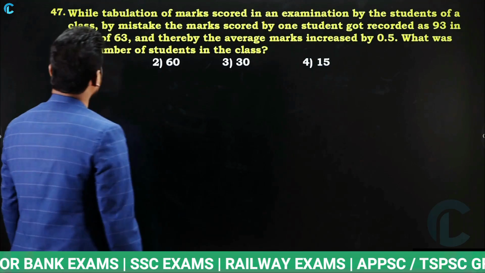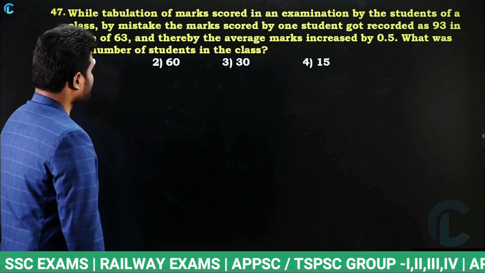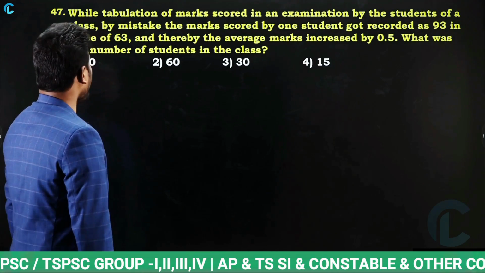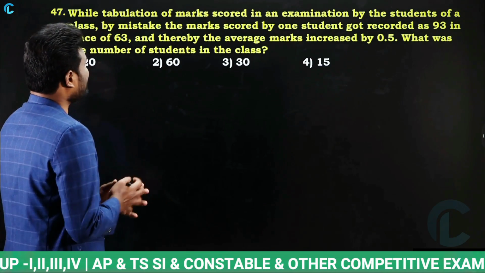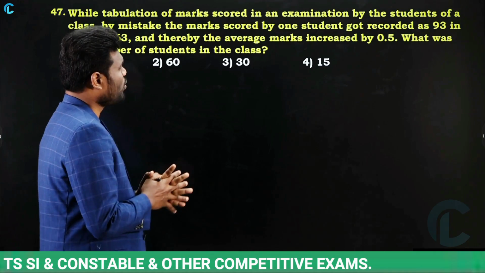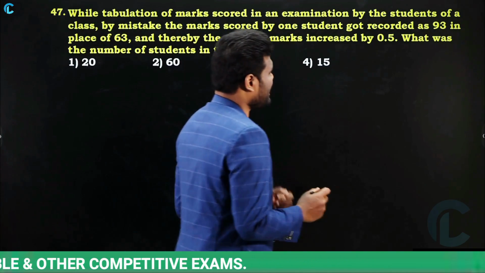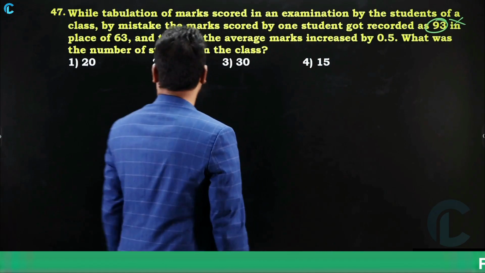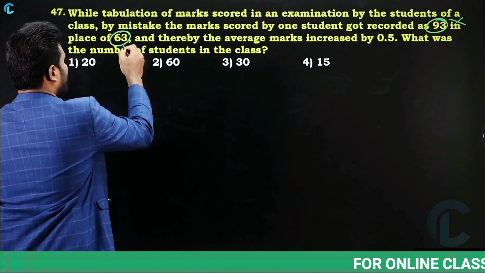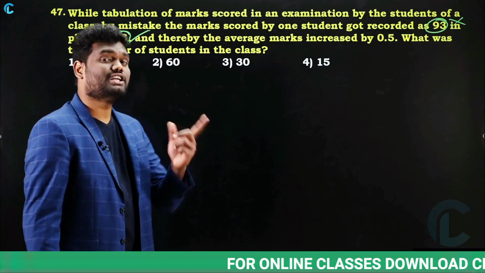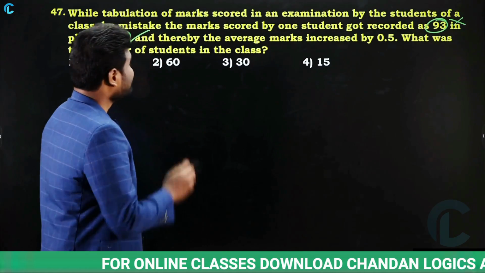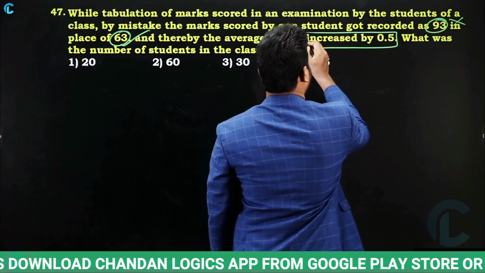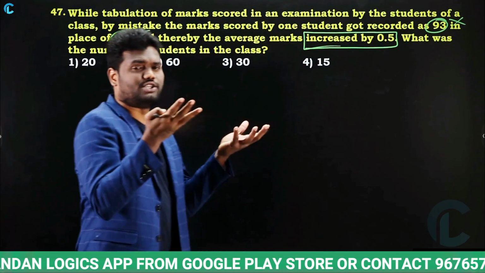What is the next question saying? While tabulating the marks scored in an examination by the students of a class, the marks scored by one student got mistakenly recorded as 93 in place of 63. Now the correct value is 63, but it is wrongly noted as 93. Thereby the average marks increased by 0.5.